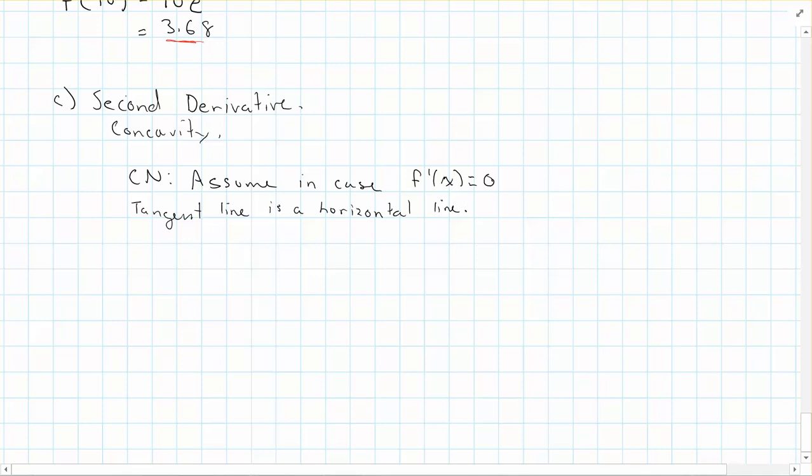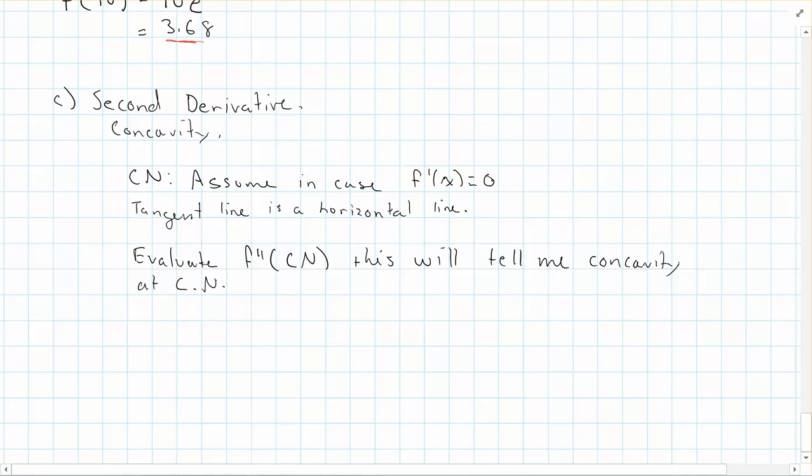Alright, so my tangent line is a horizontal line. Second derivative, concavity. So if we were to evaluate f double prime at the critical number, this will tell me the concavity at the critical number.